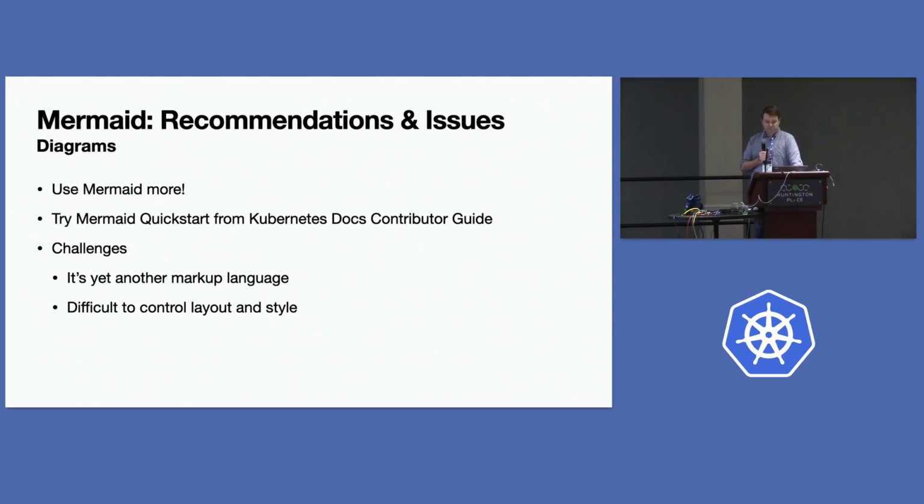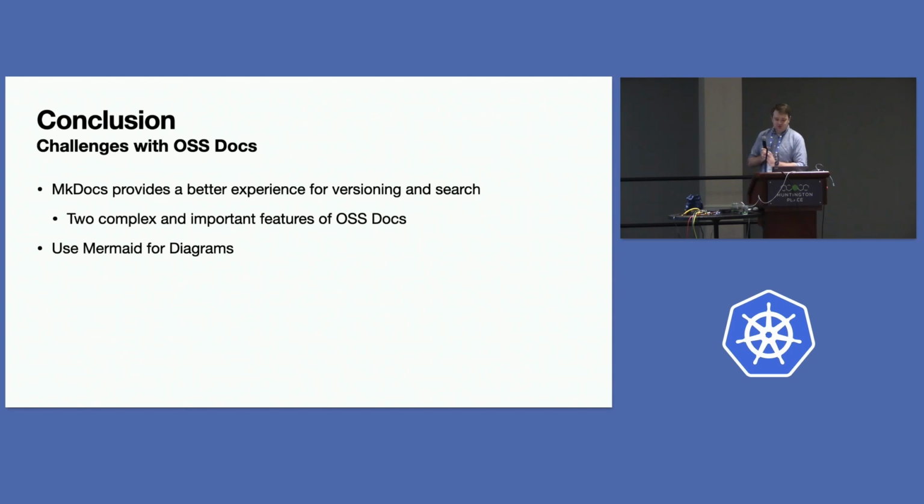So in conclusion, I was really pleasantly surprised by Mkdocs. I've used Hugo way more in my open source technical writing experience. It does provide a much better experience for versioning and search. Those are two complex and important features of OSS docs. And then finally, use Mermaid for diagrams.